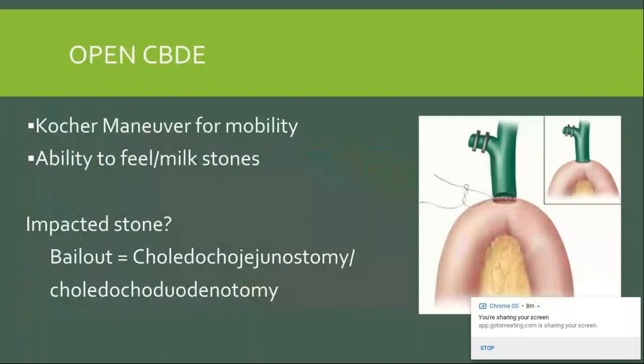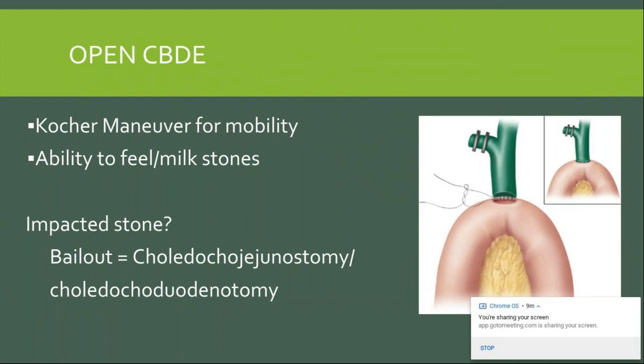So, things to consider if you're doing an open common bile duct exploration versus a laparoscopic one: ultimately, it's the comfort of the surgeon. If you're MIS trained, you might be a little bit more comfortable proceeding in a laparoscopic fashion. If you are a maximally invasive surgeon and you like to get your hands into things, then open might be the way to do it, mostly because you're able to feel and milk those stones and you're not relying on the tactile sensation of a grasper. And then the second thing that was mentioned was performing a Kocher maneuver to mobilize the duodenum so that you can bring it up towards you.